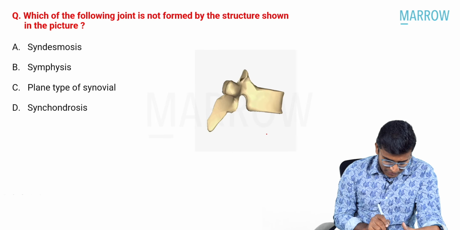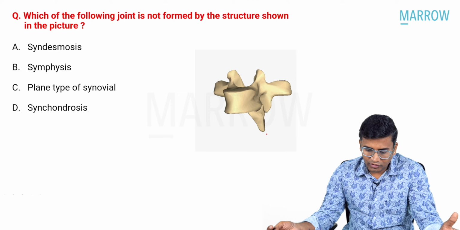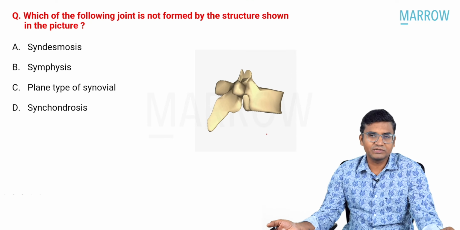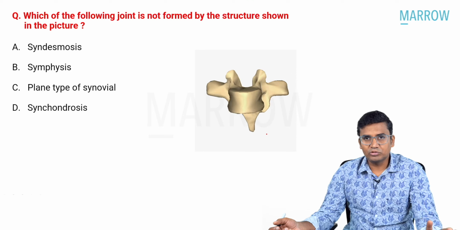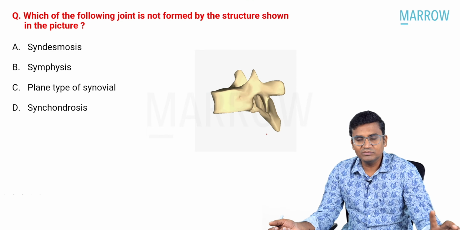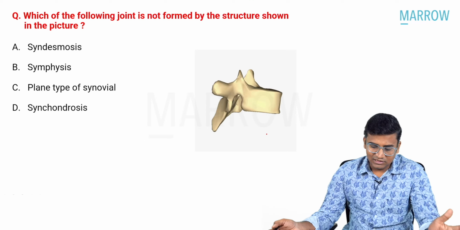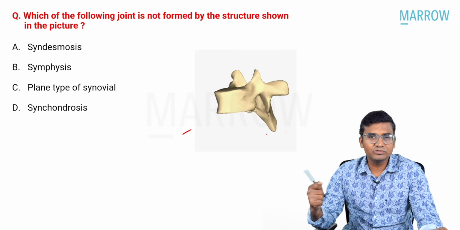Now, first question: which of the following joints is not formed by the structure shown in the picture? I told you, definitely one question will be there in the INI-CET about joints and their examples. Last November INI-CET, you got the question on the joint between the malleus and incus. Now this time, they gave the vertebra, a thoracic vertebra. Why am I saying thoracic vertebra?